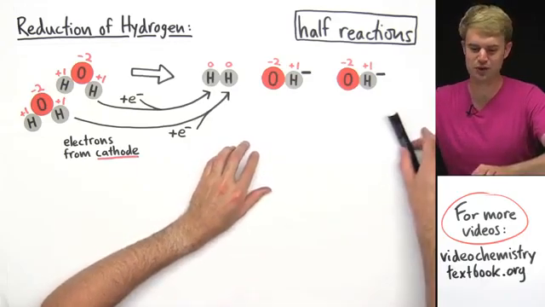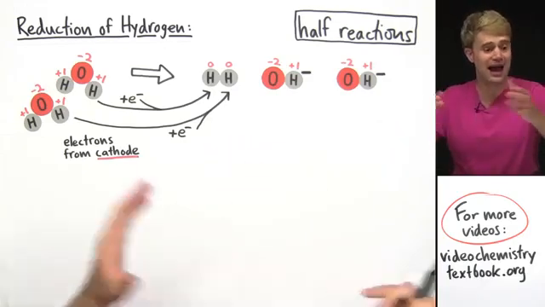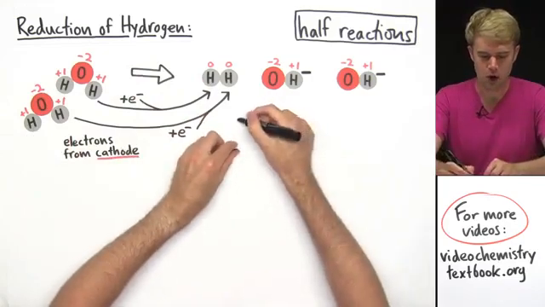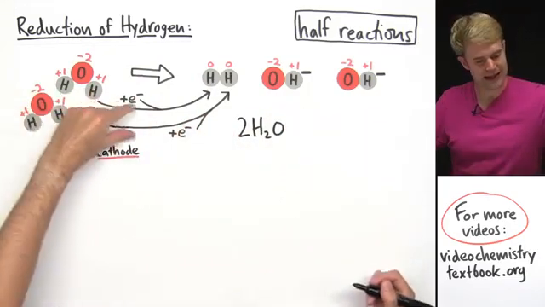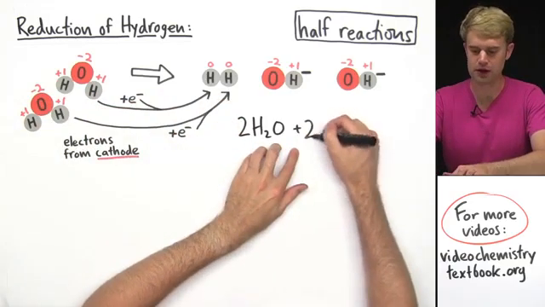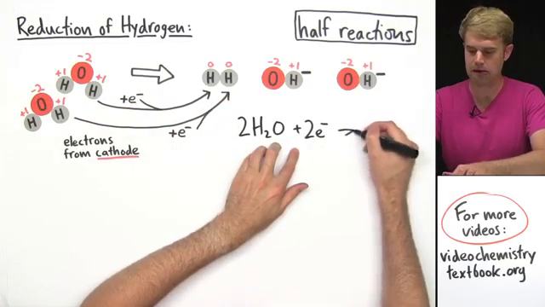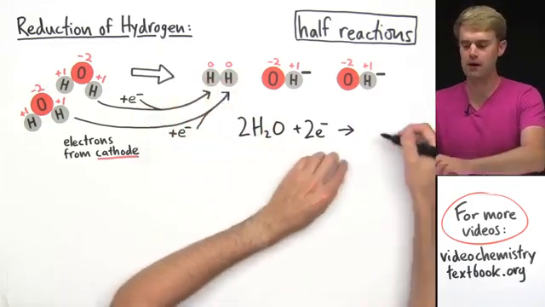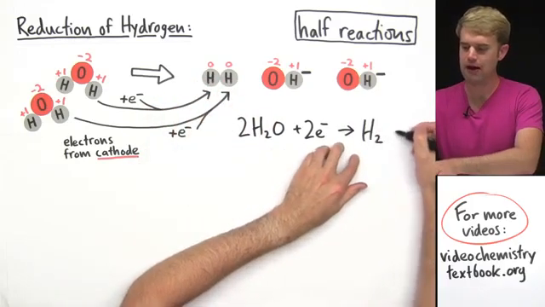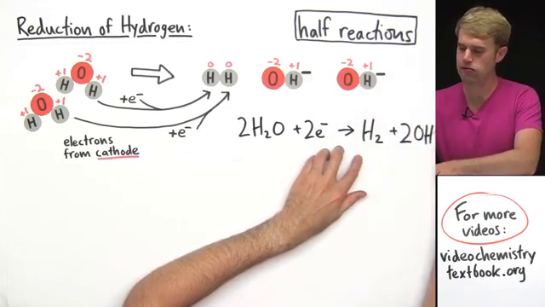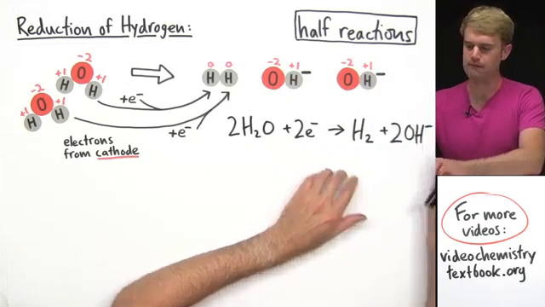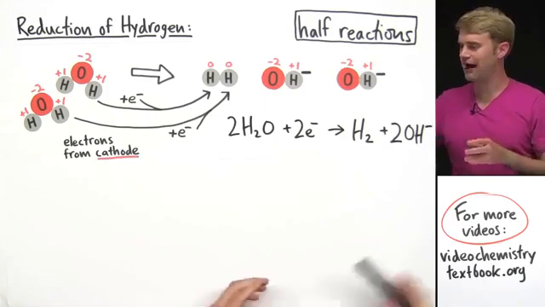Let's look at how we can actually write an equation, an actual half reaction for what's going on here. We start with 2 molecules of H2O, and then we gain 2 electrons, so plus 2e-, and that gives us 1 molecule of H2, and then we get 2 OH-. So that's the half reaction here. That's a half reaction for the reduction of hydrogen.